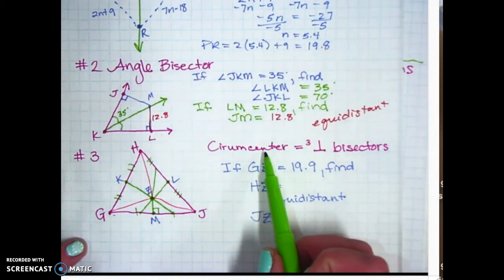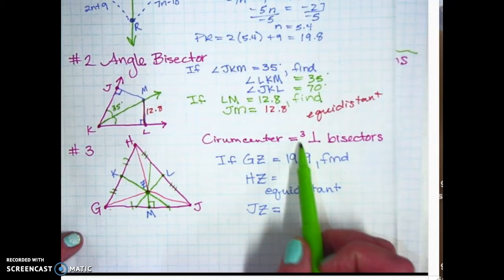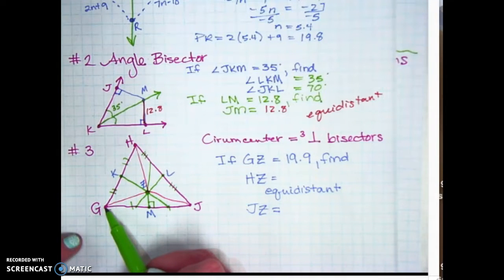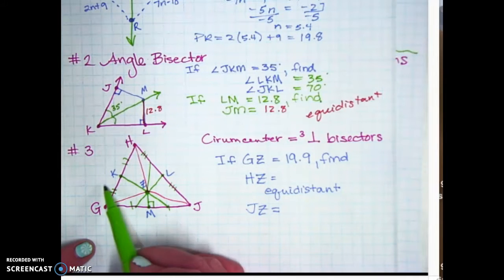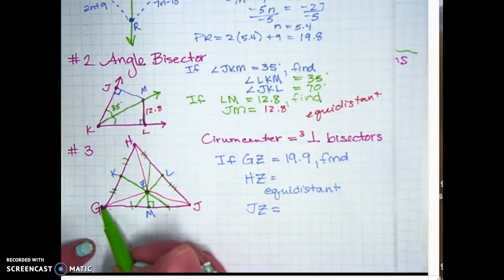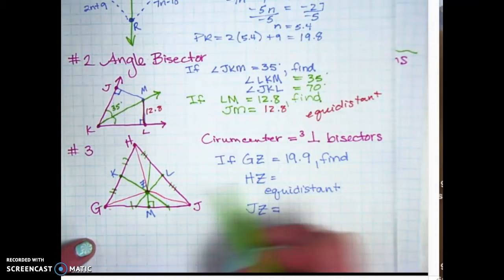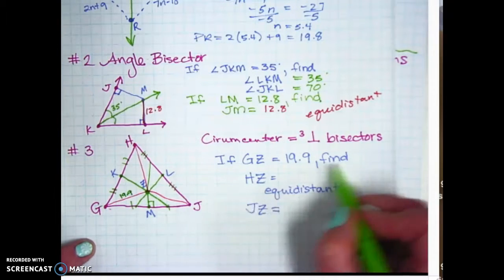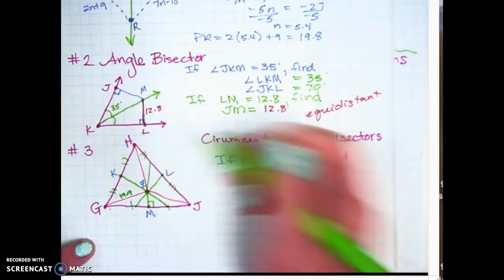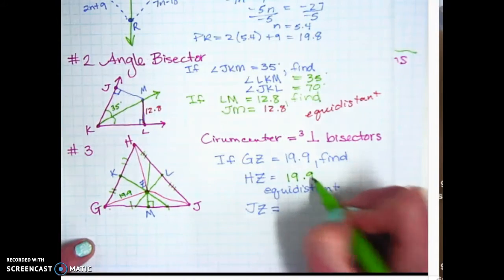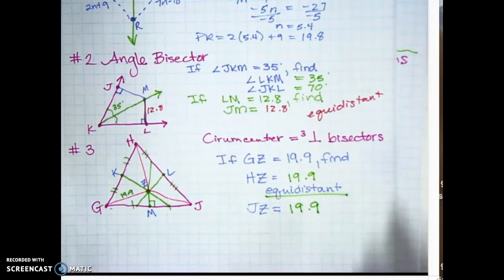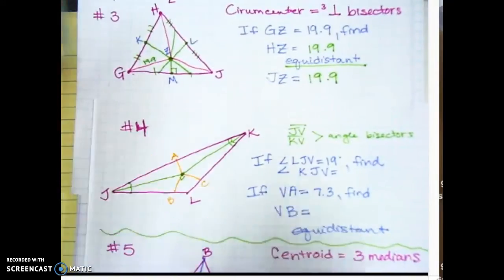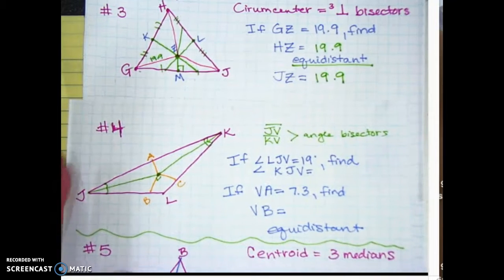Example number 3 shows a circumcenter, which is 3 perpendicular bisectors. So on each side, we drew a perpendicular line and we bisected each side. So if GZ, so from here to here, is 19.9, what is HZ? So here to here, also 19.9. They are all equidistant. So JZ, also 19.9. Okay? All right, let's jump down to example number 4.